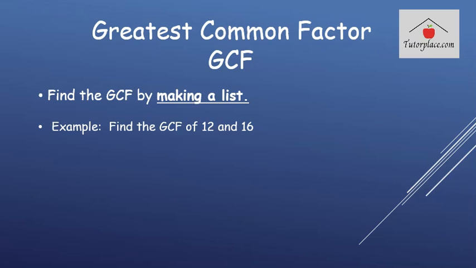One of those ways is by making a list. We're going to do this example first, and then I'll show you the other method that you can use as well. Let's try to find the greatest common factor between 12 and 16. Well, one way to do this is by making a list. And what you need to do is to make a list of all of the factors of each of those numbers. So let's take 12.